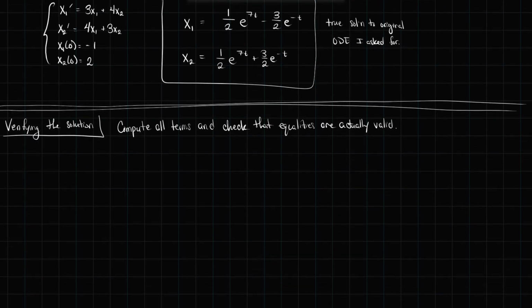What that's going to look like here is, let's just check the first one. So let's check if x1 prime equals 3 copies of x1 plus 4 copies of x2. We can do this by taking a derivative of x1. So prime, keep in mind, is just a time derivative. So we go ahead and compute a time derivative of that, and we end up with, well, a derivative in time of e to the 7t is just 7 e to the 7t, so I have 7/2 instead of 1/2 e to the 7t. And then subtract e to the minus t, a derivative of e to the minus t will be negative e to the minus t, so the minus becomes a plus, 3/2 e to the minus t.